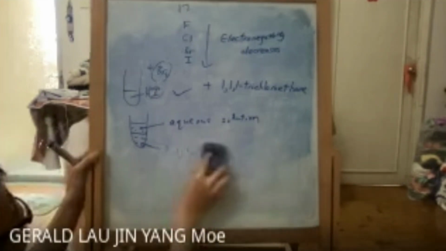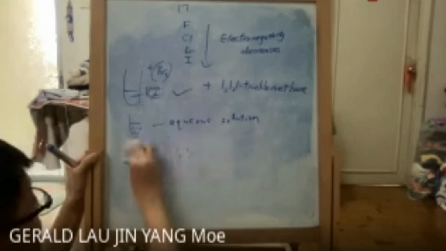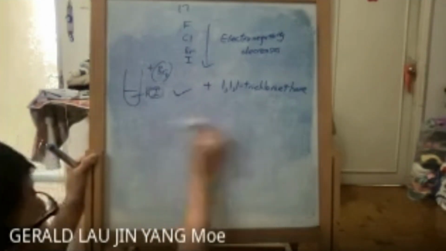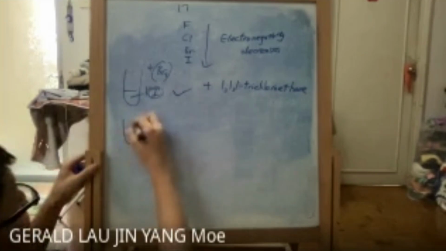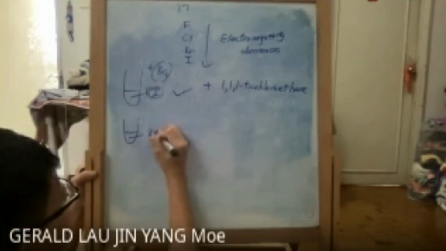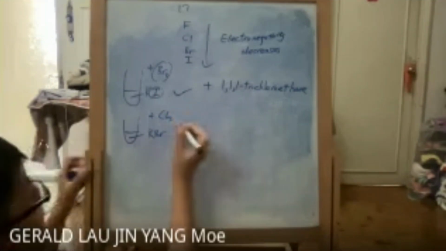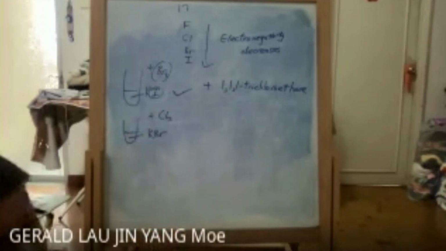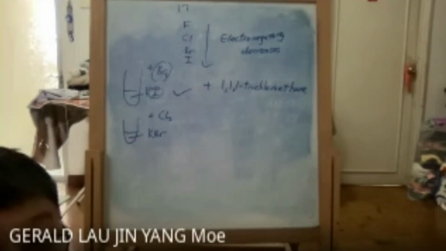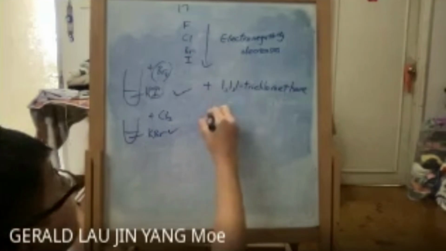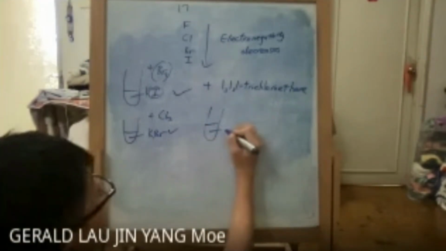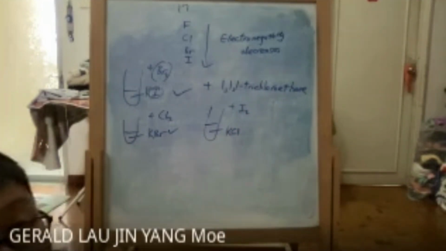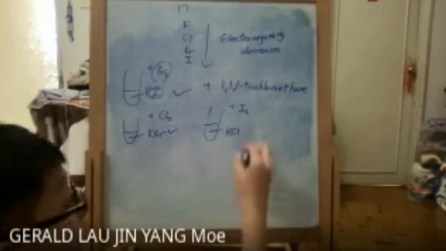Before we move on, let's do a few more exercises to see whether you really understand, can displace or not. Potassium bromide add chlorine. Boleh ke? Chlorine water into potassium bromide. Boleh. Good. Potassium chloride add iodine. Cannot.